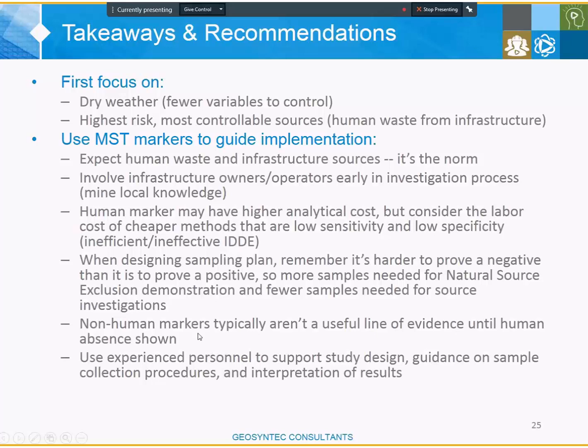Non-human markers typically aren't a useful line of evidence until human absence is shown. I get a lot of requests for paying a lot of money for non-human markers, but typically that information isn't helpful until you get to the point where human markers are gone, and that takes a while. So I wouldn't even recommend wasting money on that in the beginning. And then last here on MST studies, really recommend using experienced personnel to support proper hypothesis-driven study design, proper guidance on sample collection procedures, and then proper interpretation of the results.